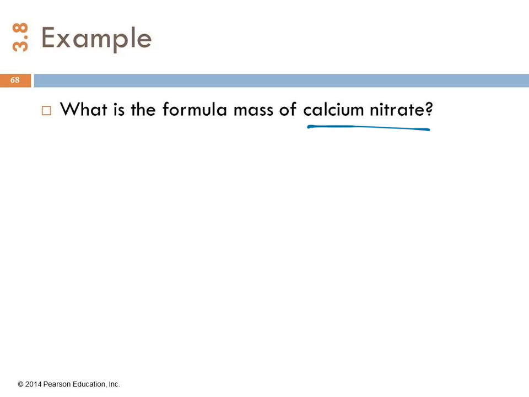So we need the formula for this. What kind of a compound? Look at the first element. Is it a metal? Calcium is a metal. That makes this what? Ionic. So ionic, first we need to write the formula of the cation and the formula of the anion and look at their charges so we can put them together.